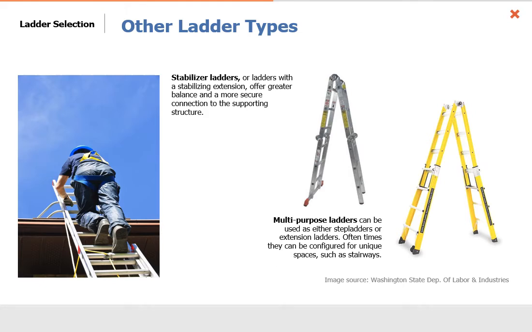Other ladder types are A-frame or Little Giant multi-purpose ladders. Stabilizer ladders, or ladders with stabilizing extension, offer great balance and a more secure connection to the supporting structure. And multi-purpose ladders can be used as either step ladders or extension ladders. Oftentimes they can be configured for unique spaces such as stairways. However, with that, we want to make sure that the appropriate locks are locked into place before use.